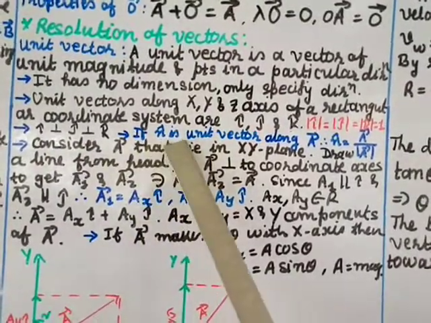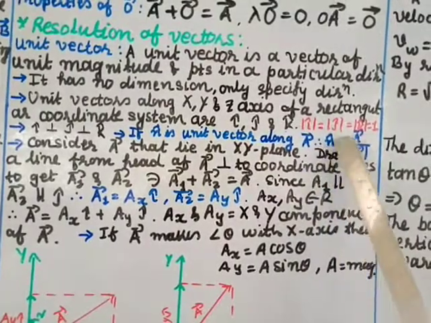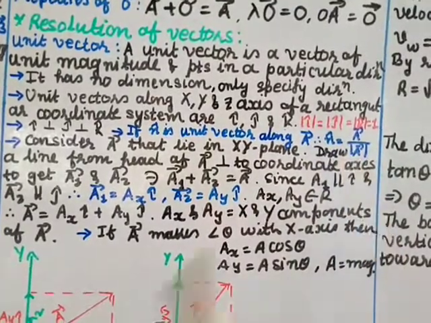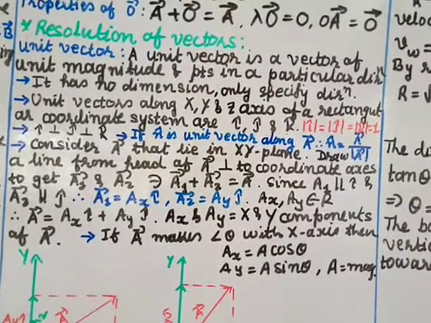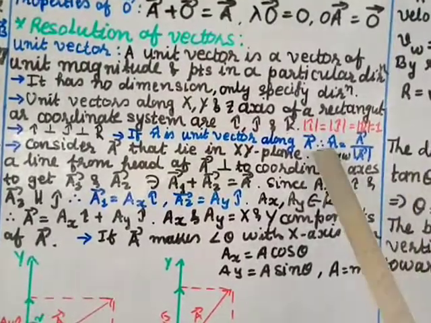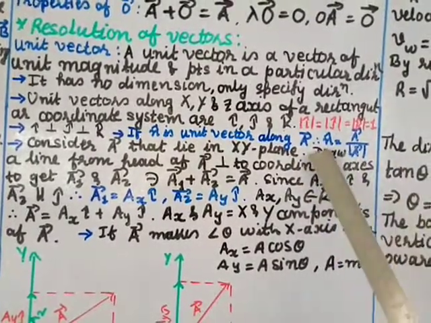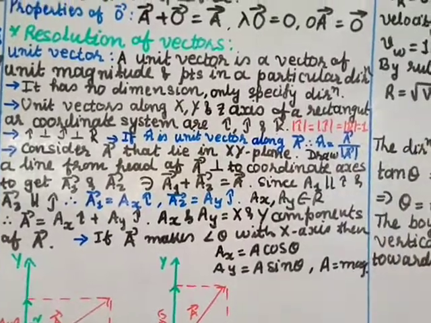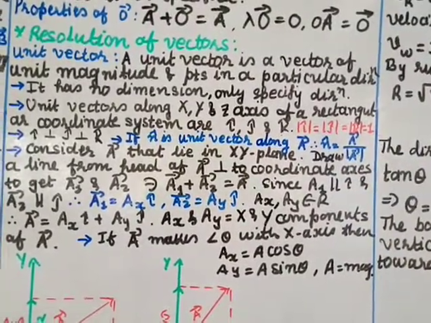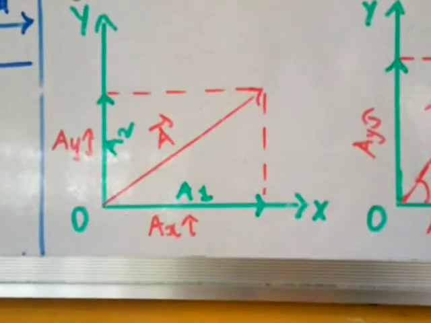If n cap is a unit vector along vector A, then n cap equals vector A divided by magnitude of A. So if you want to find the unit vector along any vector, then this is the formula. Now we shall resolve the vector. Consider vector A that lies in the xy plane. So here is a vector A which is in the xy plane.